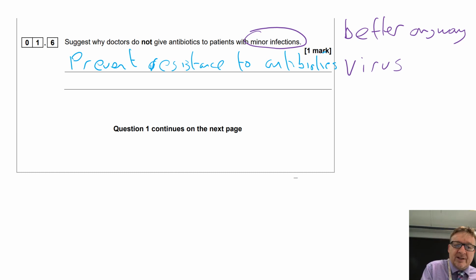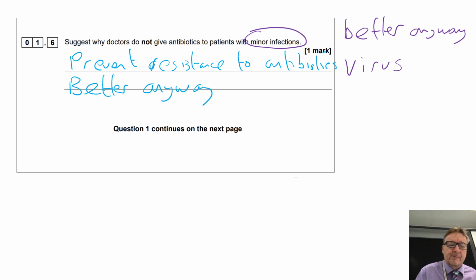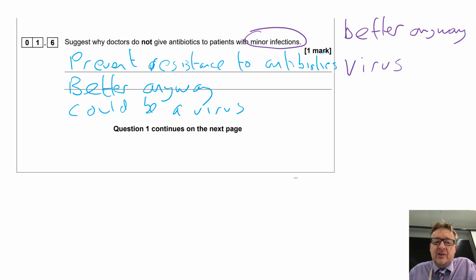It's actually in the answer sheet here is you're probably going to get better anyway. And it also could be a virus. So then 3 possible answers that you could have. Right? Don't give antibiotics because number 1 is you don't want the bacteria to become resistant. You could get better anyway, and it could be a virus.